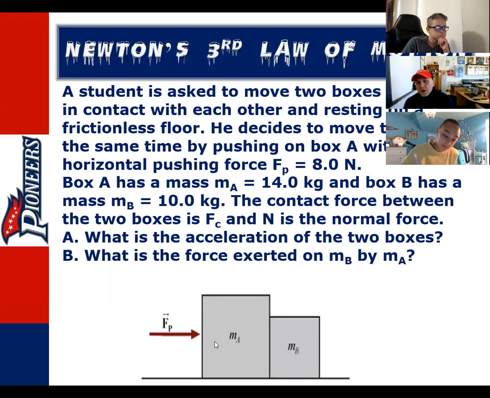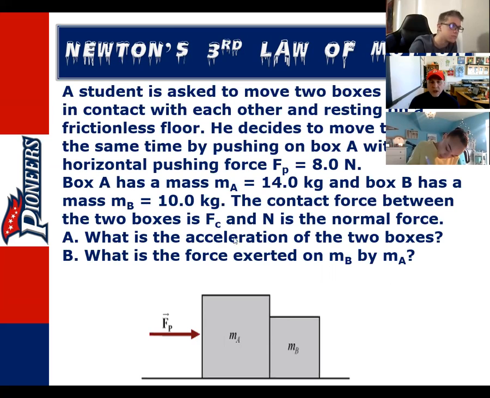So here's the other kind, right? You're over here on the left, you're pushing on box A. You push box A into box B. So now they're touching. There's a contact force in between these two. Box A pushes on box B, and B pushes back on box A. Box A has a mass of 14 kilograms, box B has a mass of 10 kilograms. You're pushing with a force of 8 newtons. What is the acceleration of the two boxes? What is the contact force between them?